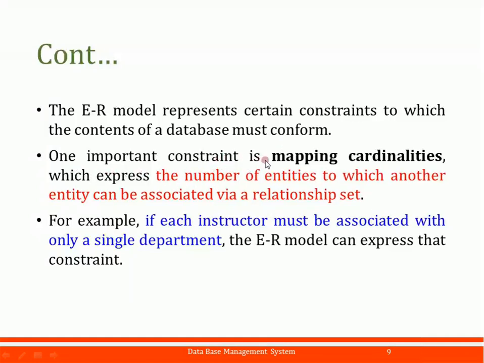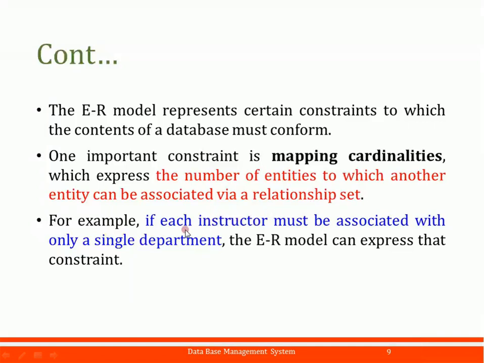One important type of constraint is mapping cardinality, which expresses the number of entities to which another entity can be associated via a relationship set. For example, how many instructors can be associated with a department? How many students can be advised by an instructor? Like that, there will also be a constraint on participation, that is, the number of entities to which another entity can be associated with the help of a relationship.